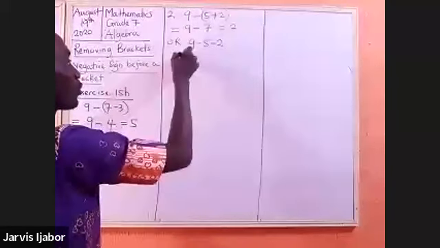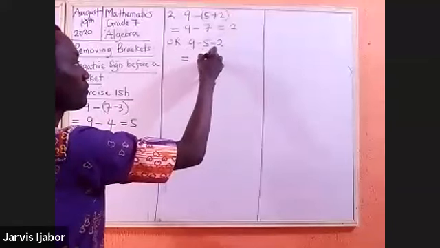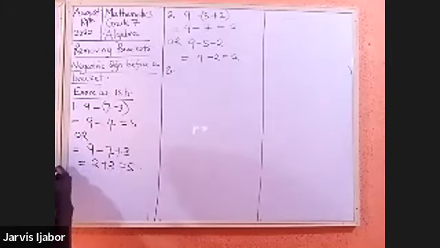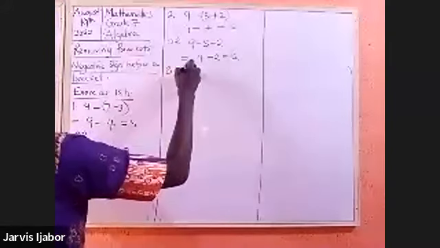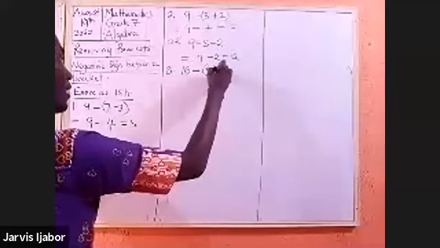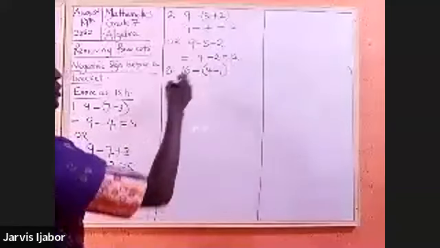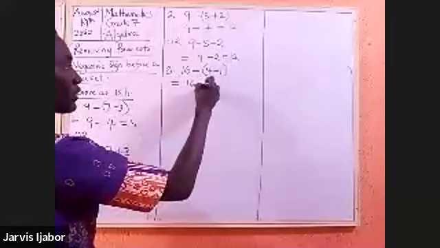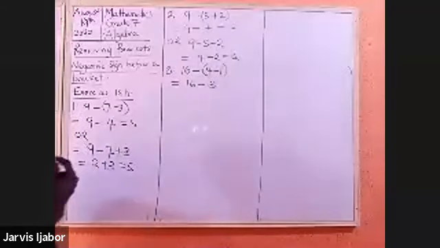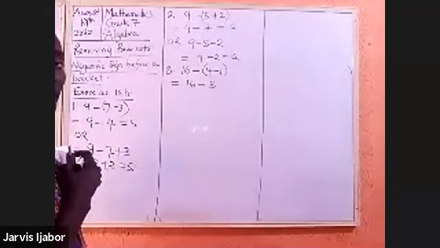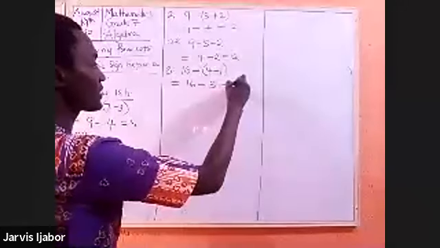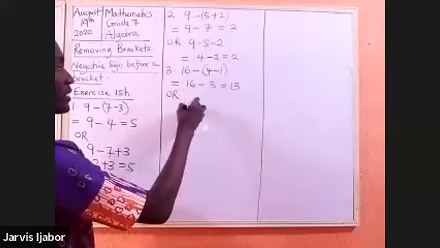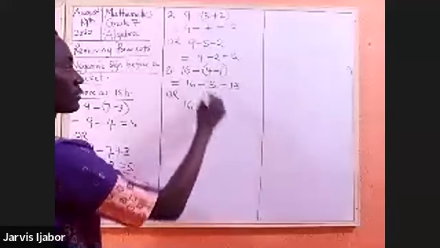So this will now give me what? 4 minus 2, which will give me 2. Question 3. In question 3, we have 16 minus 4 minus 1. So what would that give you? This will give you 16 minus what? 3. Because 4 minus 1 is 3. And that will mean that the answer is what? 13. Or you can have 16 minus 4 plus 1.